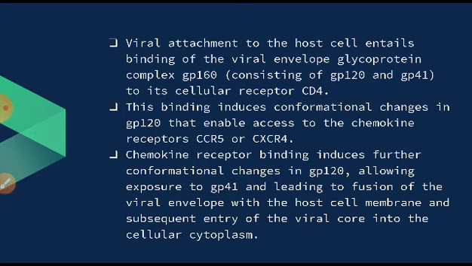Viral attachment to the host cell entails binding of the viral envelope glycoprotein complex GP160, consisting of GP120 and GP41, to its cellular receptor CD4. This binding induces conformational changes in GP120 that enable access to the chemokine receptor CCR5 or CXCR4. Chemokine receptor binding induces further conformational changes in GP120, allowing exposure of GP41 and leading to fusion of the viral envelope with the host cell membrane and subsequent entry of the viral core into the cellular cytoplasm.